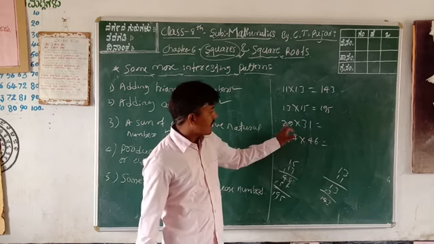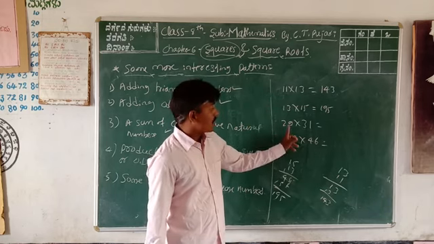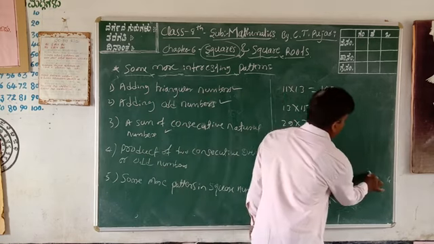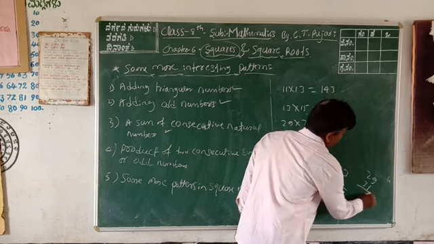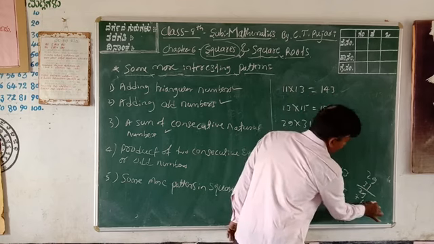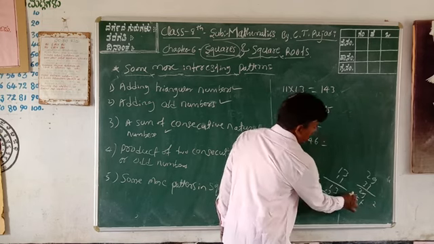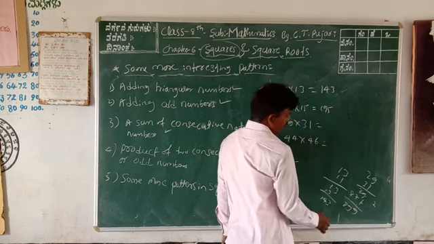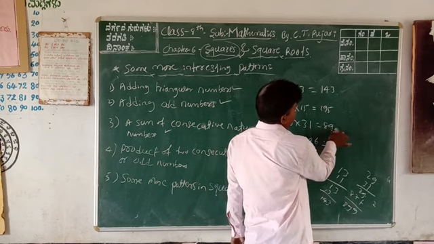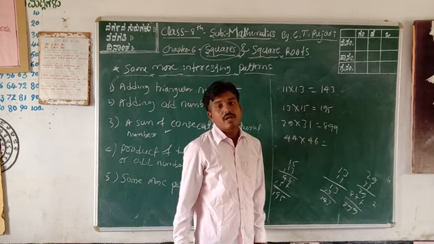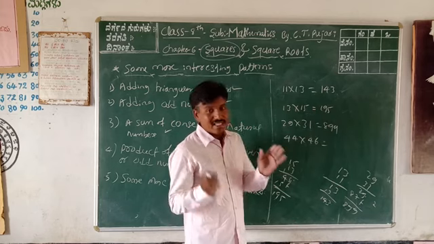Next one is 29 into 31. These are consecutive odd numbers. 9 nines are 81, 2 threes are 6, and so on. Therefore 899. Is 899 a square number? No, 899 is not a square number. We want squares, only a simple pattern.